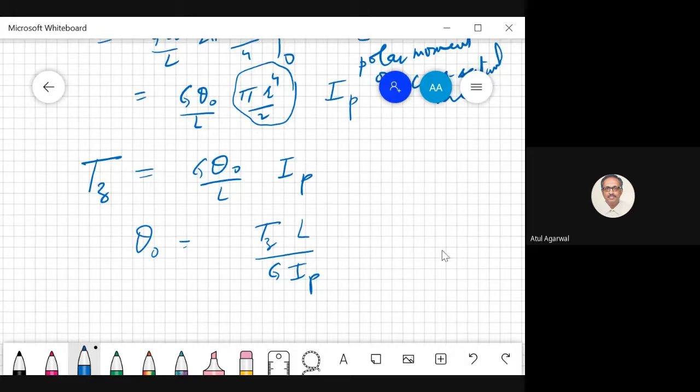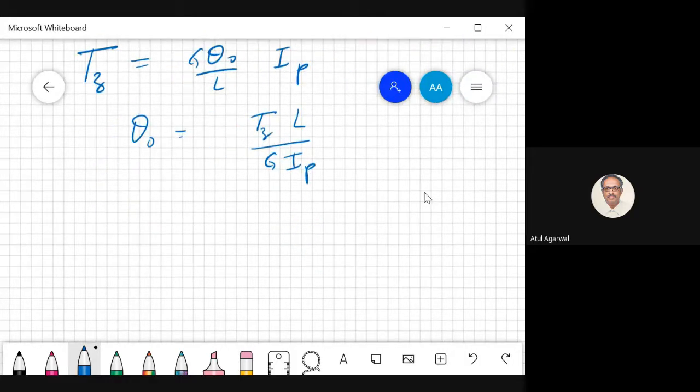Now we found an expression for tau theta z. I was told it was theta naught R by L. The movement of the point on the far end was theta naught R. I divided by L to find gamma, and then I had to multiply by the shear modulus. So this was my shear stress.